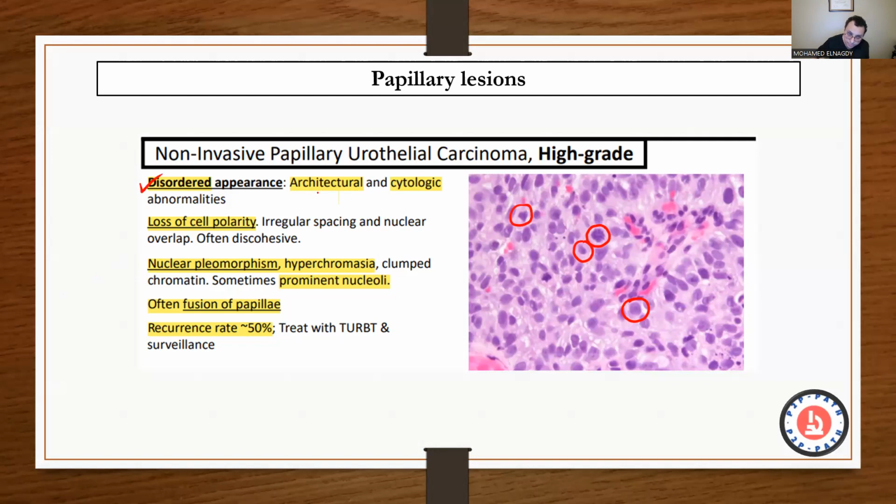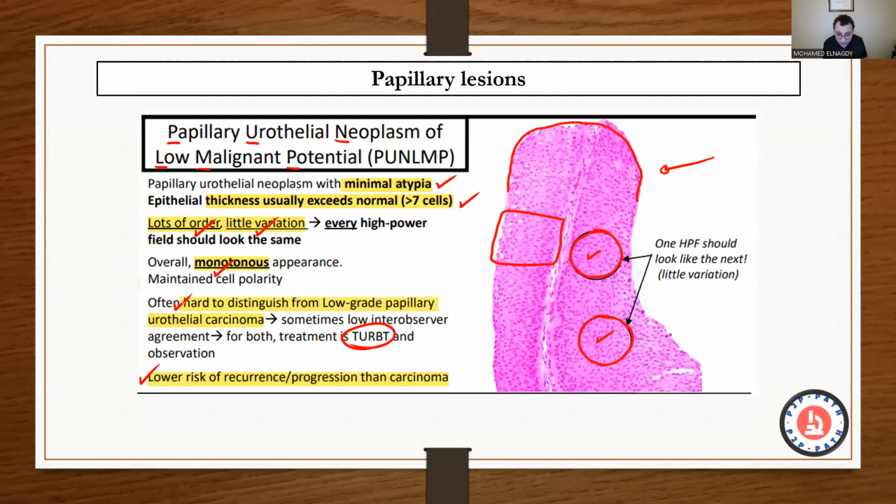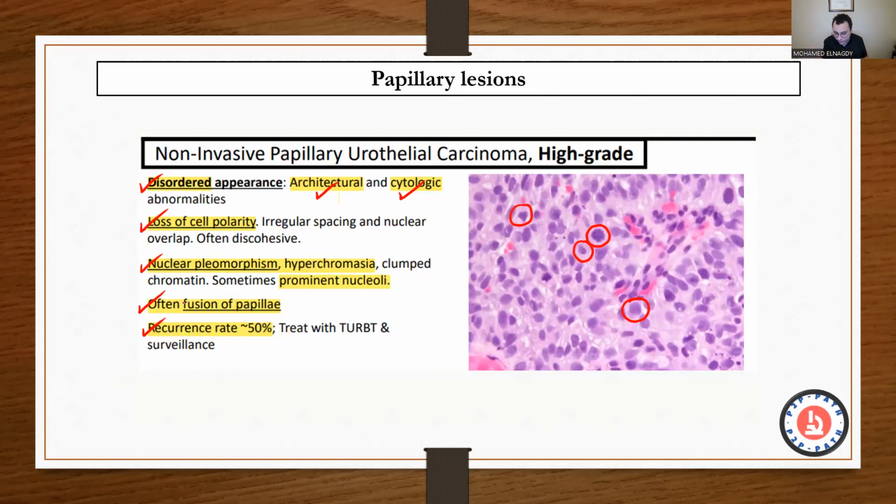Disordered appearance, architectural-wise and cytological-wise, there is loss of polarity. All the cells are running in different directions, not respecting each other, jumping on each other. There is nuclear pleomorphism, hyperchromasia. Sometimes you see prominent nucleoli, and often you might see some fusion of the papillae and mitotic figures with much prominent mitosis. Here, the recurrence rate is even higher. It's 50%, not 30%. So maybe here 10 to 20%, so 10, 30, 50. I will say 10, 30, 50, so that would make it easy.